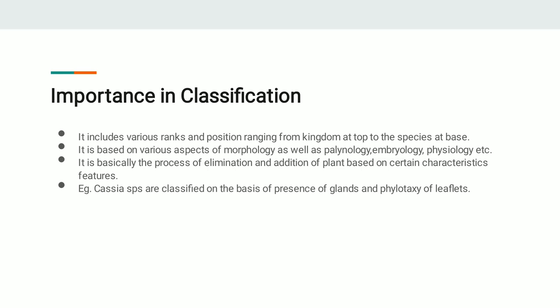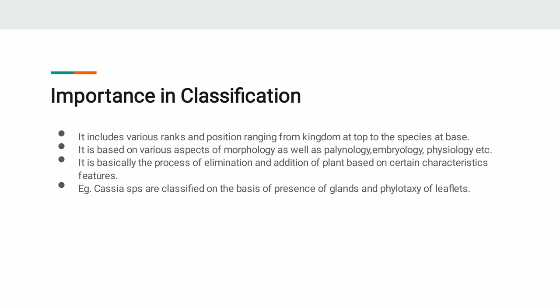As you know, we are Homo sapiens, human beings. Sapiens means the basic thing, that is the species, and the kingdom is Animalia. Just like that, the topmost position in the classification is the kingdom. Later on, the kingdom is bifurcated into division, then class, subclass, orders, suborders, then the genus, then subgenus, then the species. So it is based on various aspects of morphology as well as palynology, embryology, and physiology.